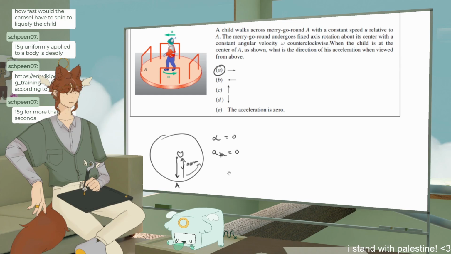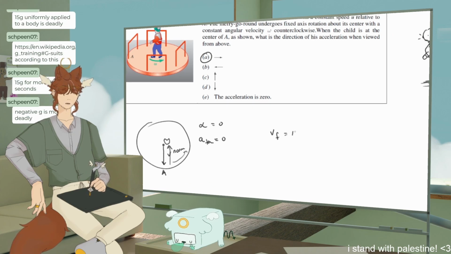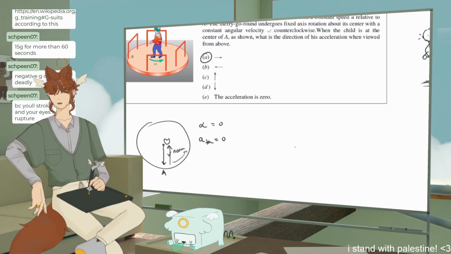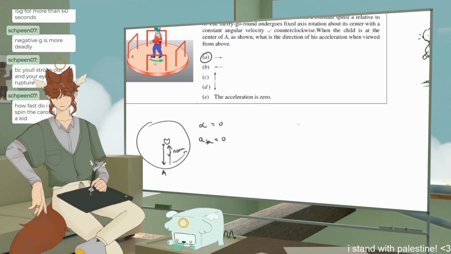How fast would it need to spin? Okay, so velocity final has to equal 15 G. Wait, negative G is more deadly. Well, no, we can't have velocity equaling acceleration. Wait, we just need to get up to speed. Wait, F equals... What are we asking? How fast it needs to spin? You'll stroke out and your eyes will rupture. I feel like for a kid it would probably be less than 15 G, because I'm assuming that's for an adult. Okay, how fast do you need to spin it?